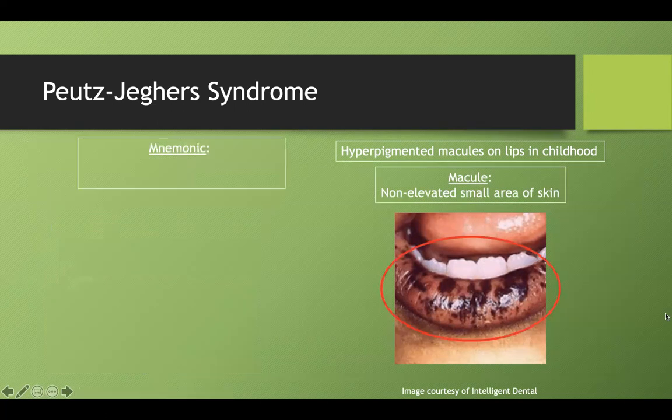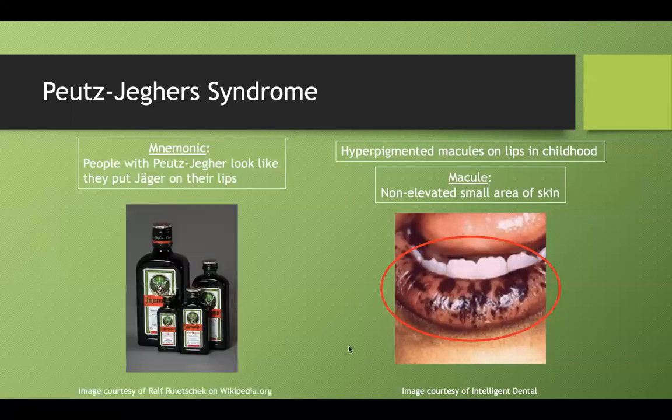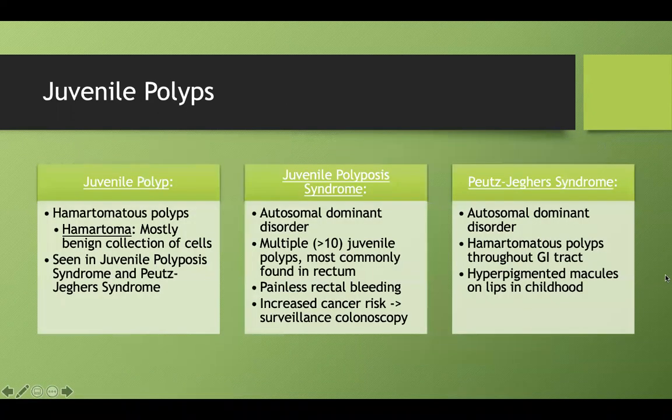And how I remember Peutz-Jeghers causing this specifically, I always think about people who have Peutz-Jeghers look like they put Jaeger on their lips. So Jaeger, if you don't know, is an alcoholic drink that's really, really dark in color. So I just think, okay, these people just smeared some Jaeger on their lips. And as we just talked about, all these hamartomatous polyps do have malignant potential, so there's an increased cancer risk here.